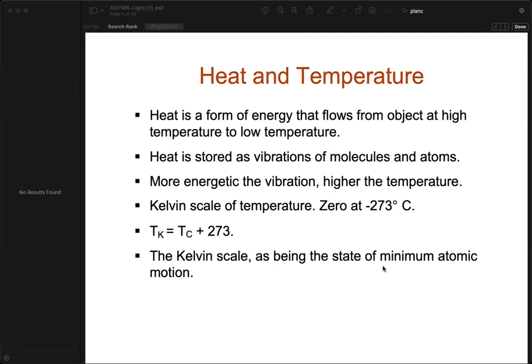And the absolute lowest temperature that is possible in the universe is given as 0 Kelvin. That temperature is achieved at minus 273 degrees Celsius. But in kelvins, that is 0 Kelvin. If we need to convert between the two units, this is the formula. Temperature in Kelvin is equal to temperature in Celsius plus 273.